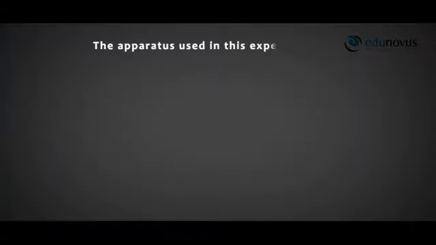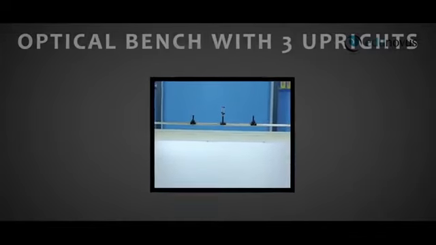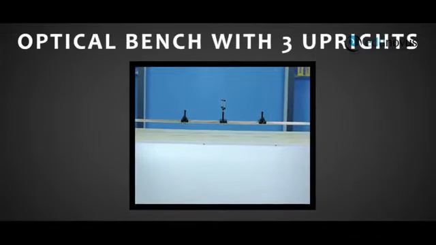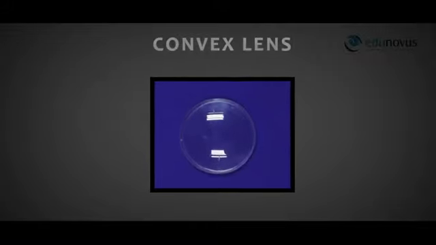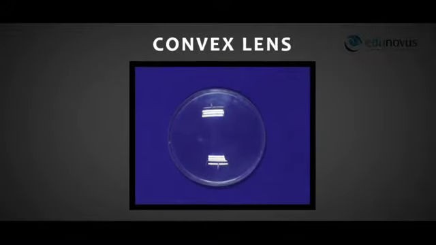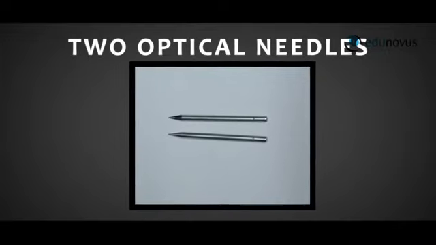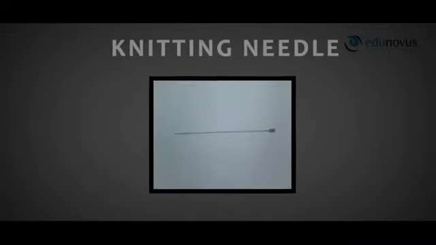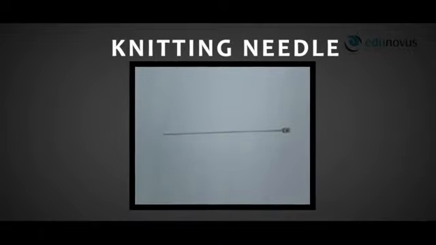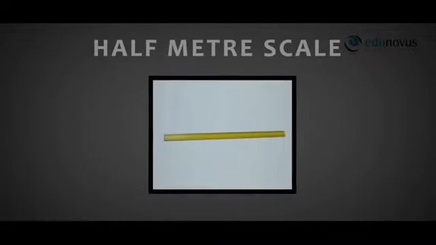The apparatus required for this experiment are optical bench with 3 uprights, convex lens, 2 optical needles, knitting needle, and a half-meter scale.